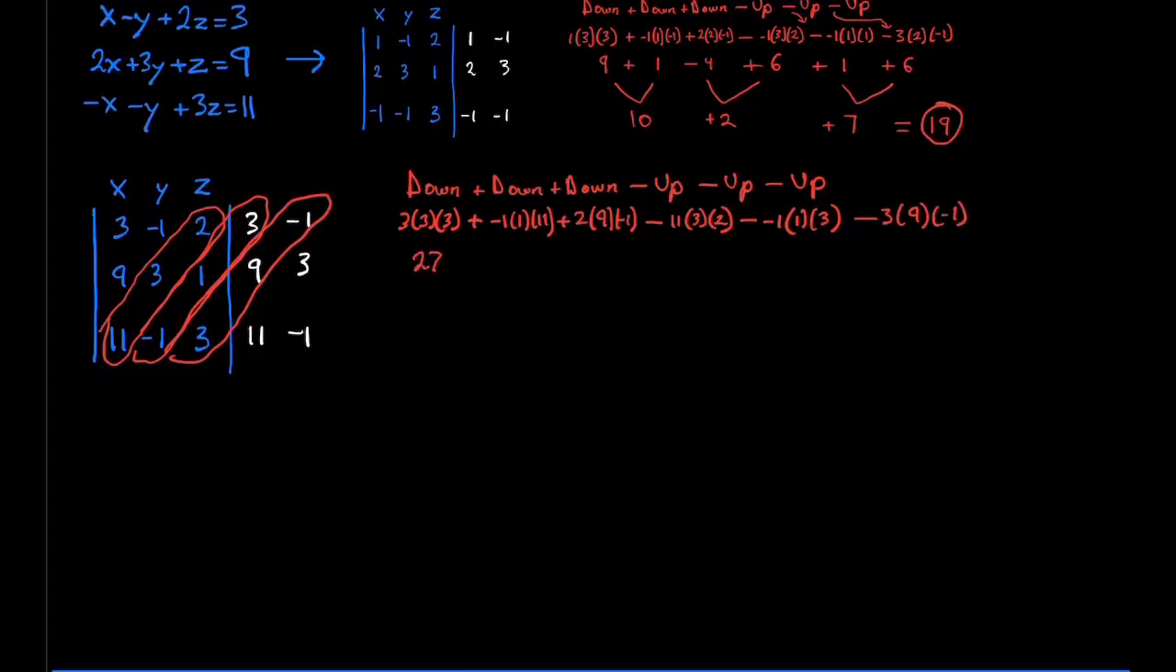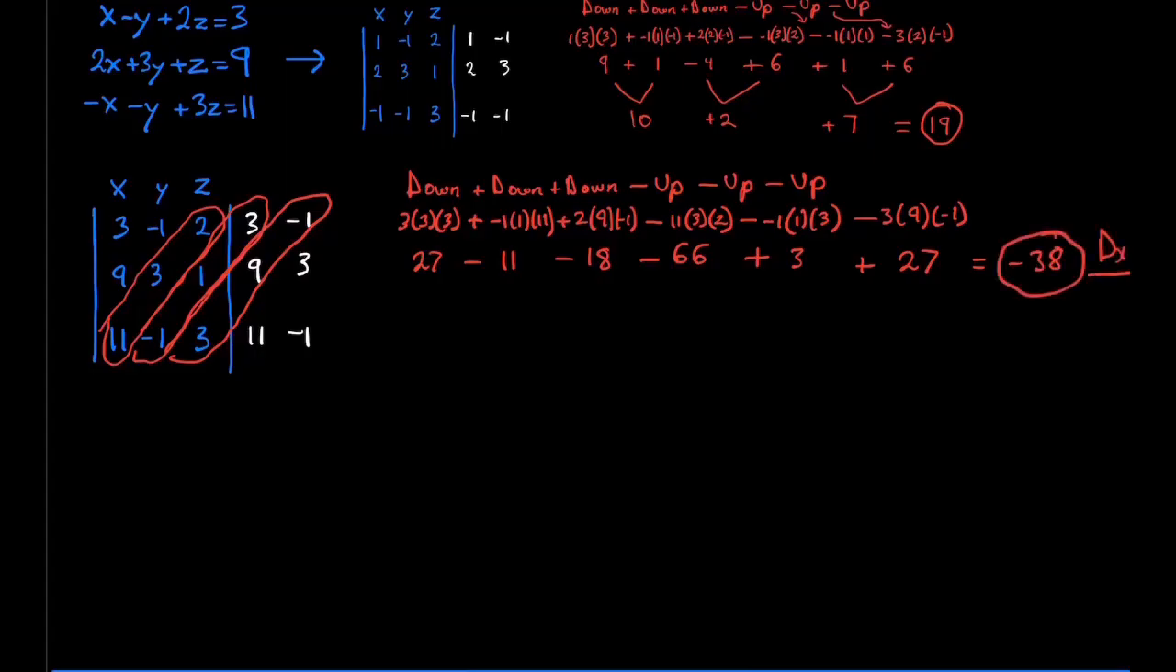This one is 27. Here this will be negative 11. This is now negative 18, negative 66. This is a double negative, so it becomes positive 3. This one's also a double negative, so this becomes positive 27. This ends up being negative 38.